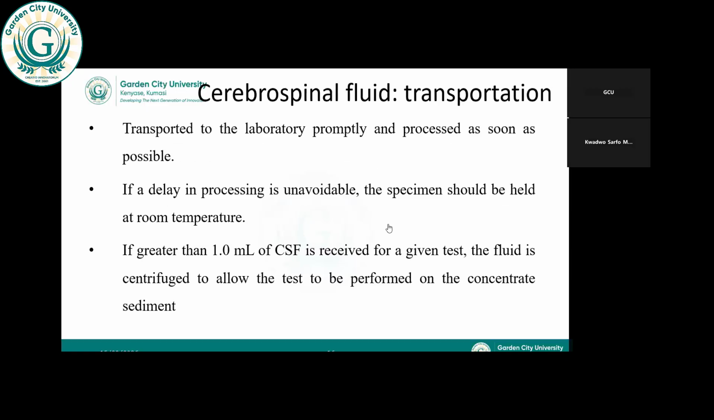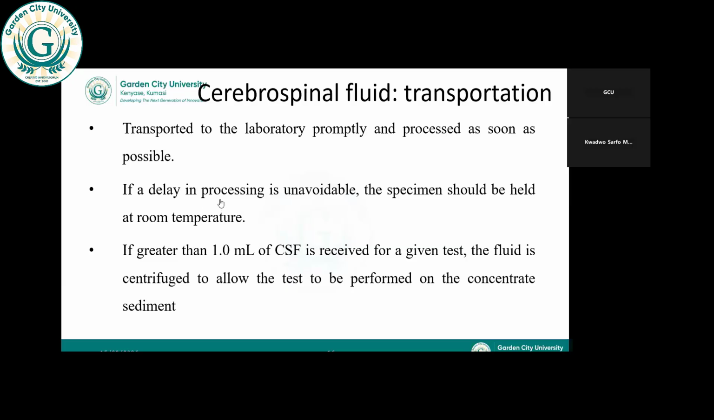For CSF, cerebrospinal fluid, should be transported as soon as possible. Sometimes there could be delays depending on the location of the two facilities. But if it's for culture, keep at room temperature. Assuming you want to test for meningitis outbreak, keep the sample at room temperature.